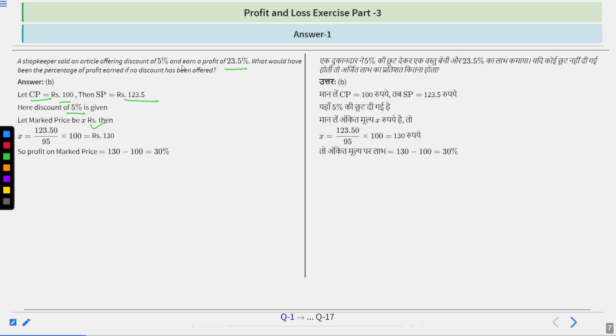Clear? 5% discount, it means 95% of the mark price equals 123.5, so when we multiply by 100, we get the value of X. Clear? Because mark price of X means 100% of the mark price. So when we calculate it, we get 130 rupees. So our mark price is 130. So if we don't offer any discount, then we sell at 30 rupees profit because mark price is 130, cost price is 100. So total profit will be 30%. So B is the correct answer.